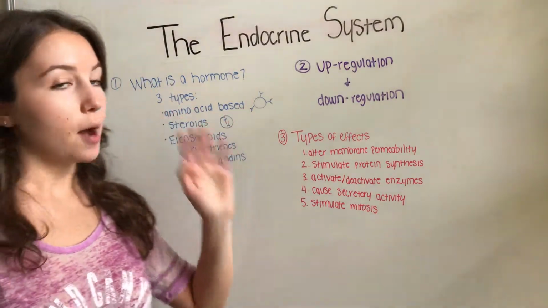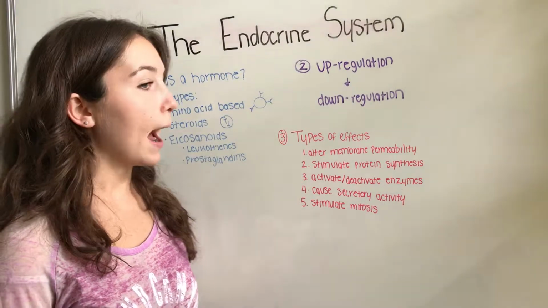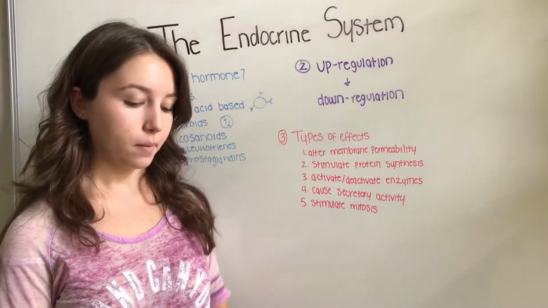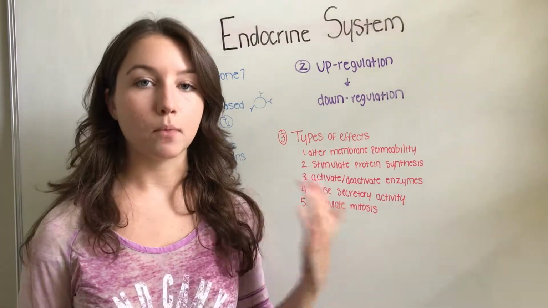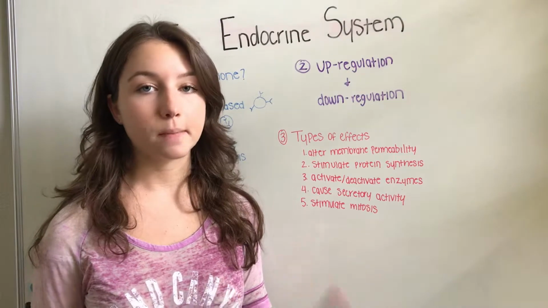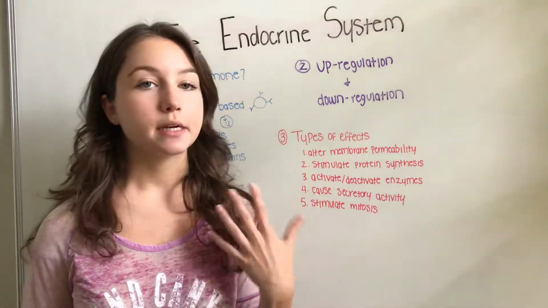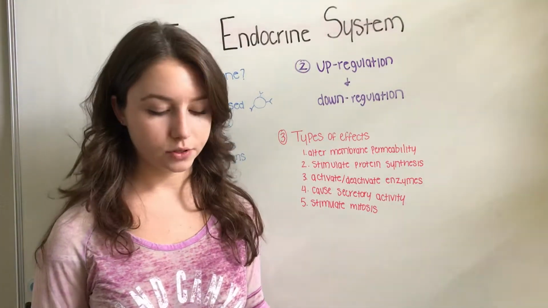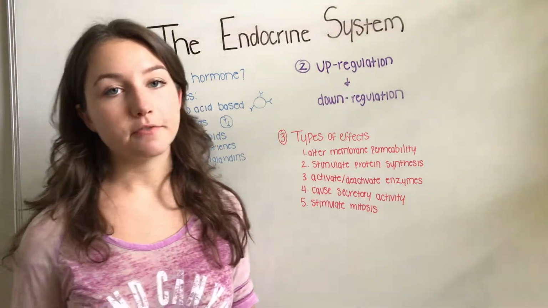Now I want to talk about upregulation and downregulation. This basically is talking about how sensitive a cell or a target organ is to a hormone. So upregulation is pretty much when a target cell makes more receptors for a hormone, therefore making it more sensitive to the hormone. And downregulation is when a cell makes fewer receptors for a hormone, therefore making it less sensitive to the hormone.